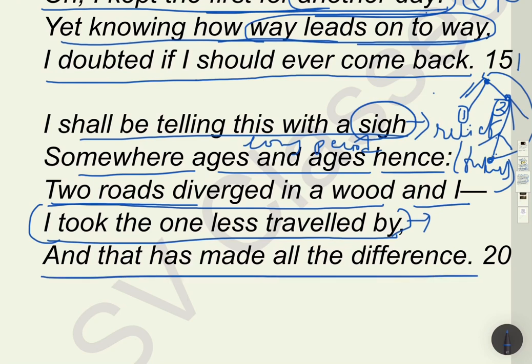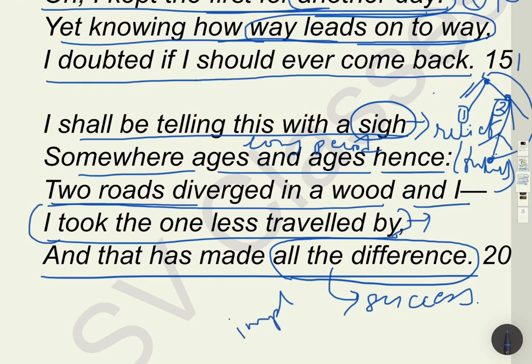And due to that, he says that all the difference, all the success which I got in life, was only because of my choice. So the message in the poem is that the poet wants to convey that choices and decisions should be made carefully, because they have a serious implication in your life, in your future life. Once you take the decision, it has a serious implication in your future life.